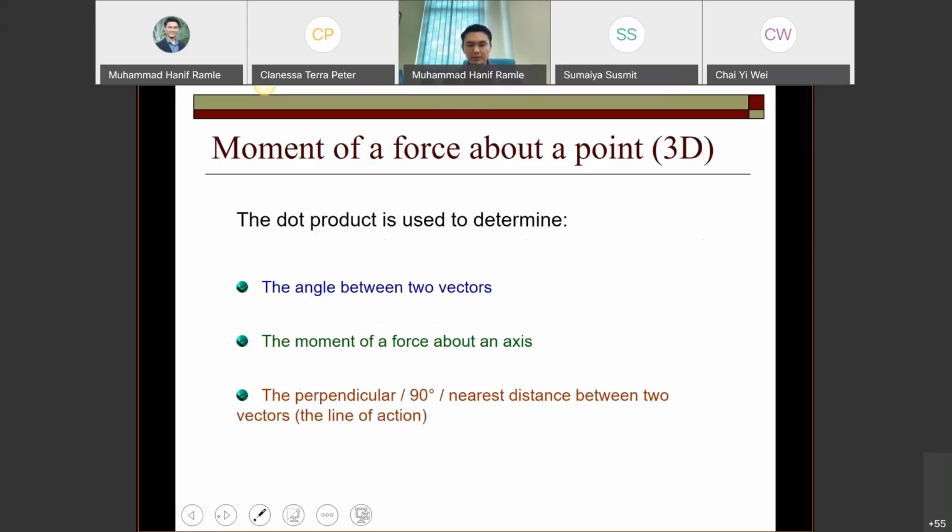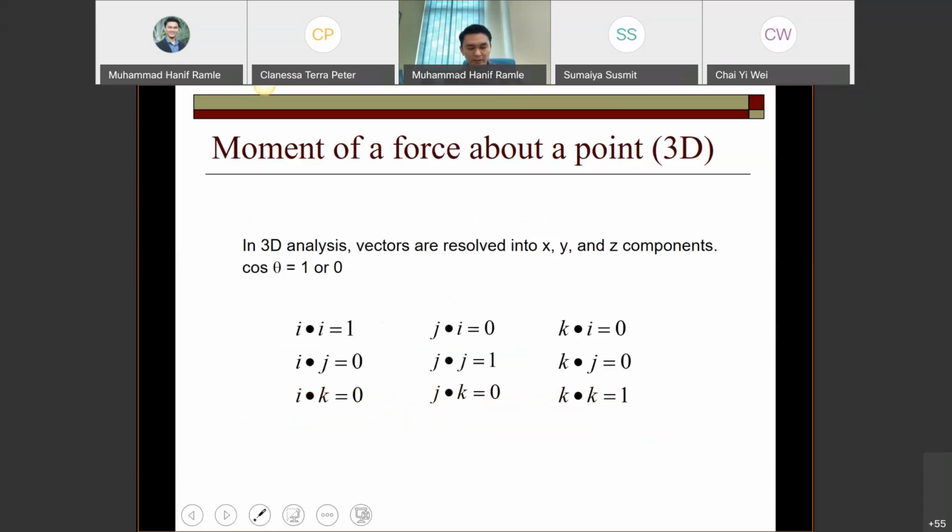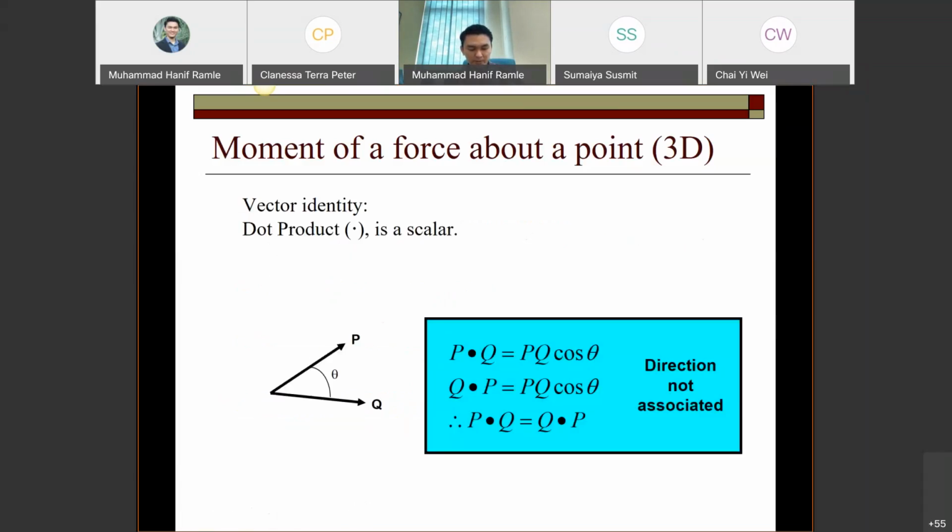So why do we have to use dot product? Basically, the dot product is useful to determine these three parameters. The first one is the angle between two vectors. So we do have two vectors, like the example shown to you here. Let's say we want to determine the angle between these two vectors. Then we have to use dot product.